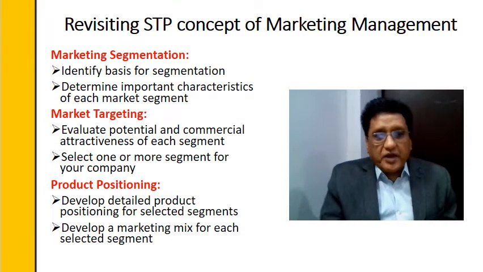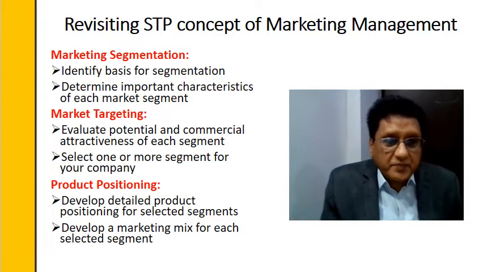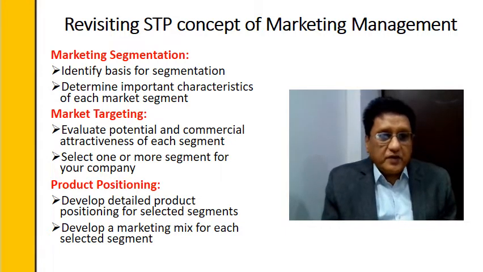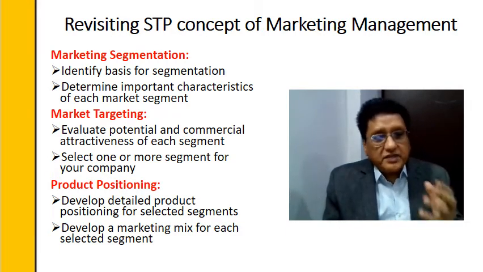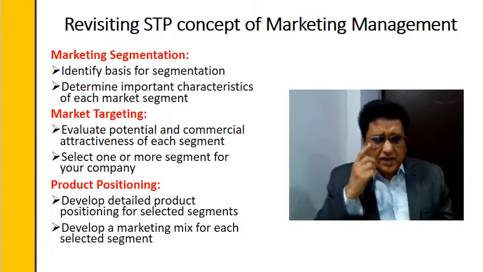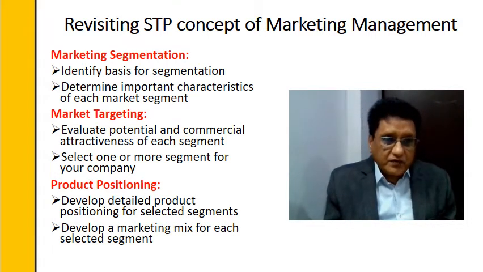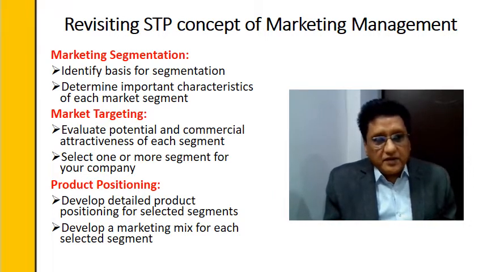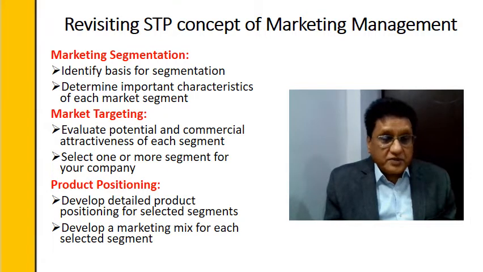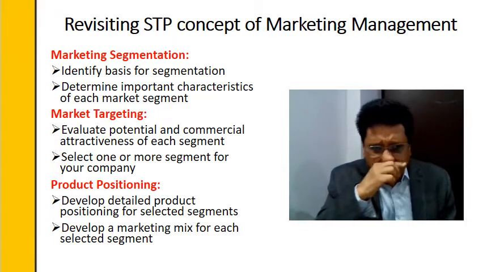Just a quick recap of what the STP concept in marketing management was. STP, where S stands for segmentation, T stands for targeting, and P stands for positioning, product positioning or service positioning. As we know, a market for a product may be very large. Let's take the case of biscuits. The market for biscuits in India is very large, and there are biscuits at a very low price point, let us say 5 rupees for a small pack of Parle G biscuit.